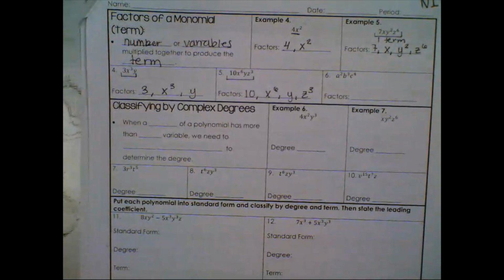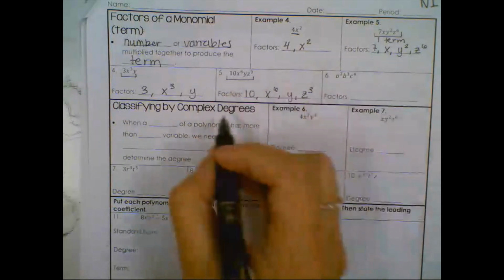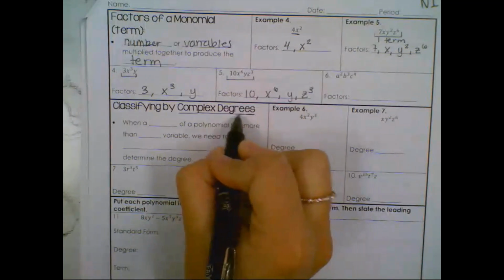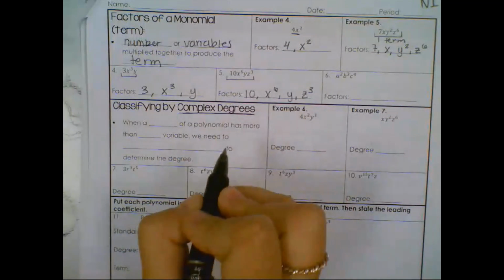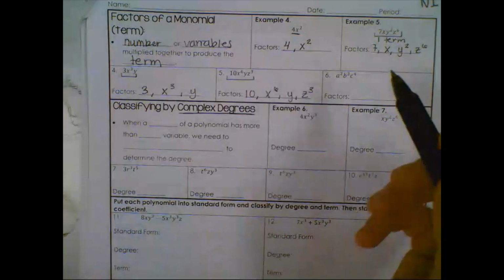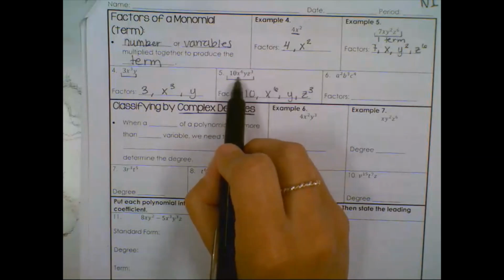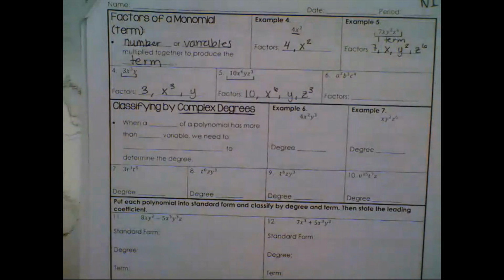Classifying polynomials by complex degrees. Because these are complex terms, there's more than one variable, which means they also have complex degrees. Remember, the degree we learned was the value of the exponent of a term. But if we look, all of these have multiple exponents making up one term. So that's what we're going to talk about now.